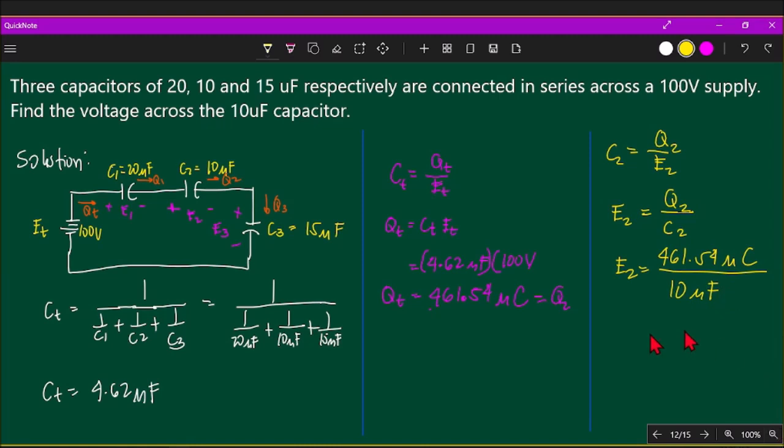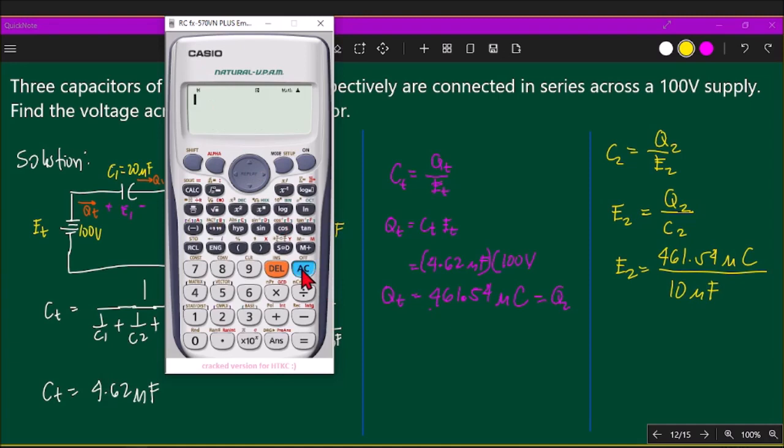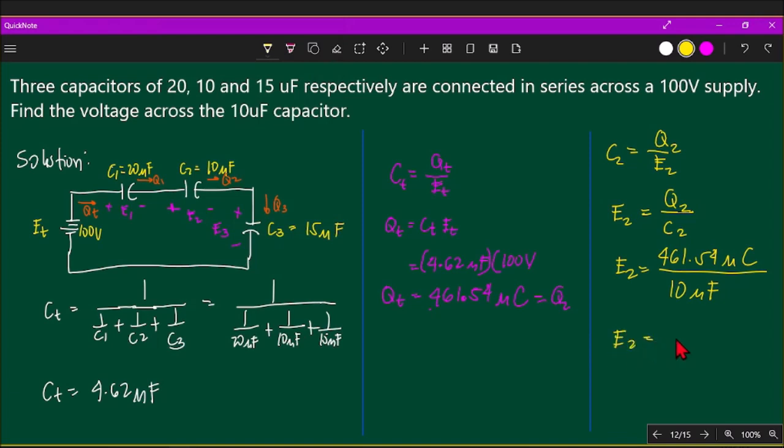Okay, so using here our calculator, we have 461.54, which I just stored on B. Now recall B. Then we have 10 microfarad. If you want to check if you have really stored this value in B, you could just click on the calc and you will see the value, 461.54. So just click the equal sign, and we will now have 46.15 volts. So our E sub 2 is equal to 46.15 volts, and this is our answer.